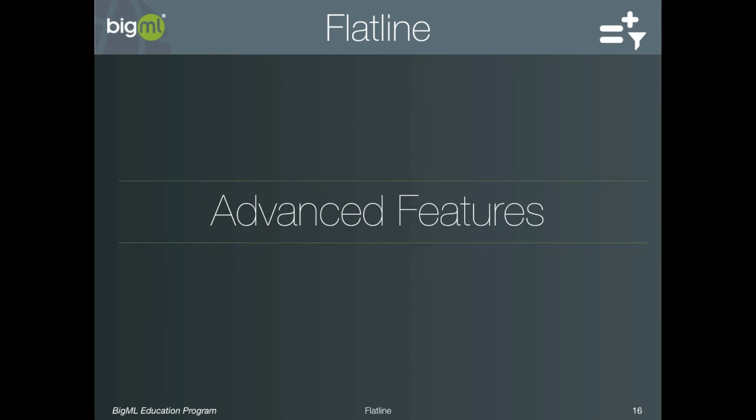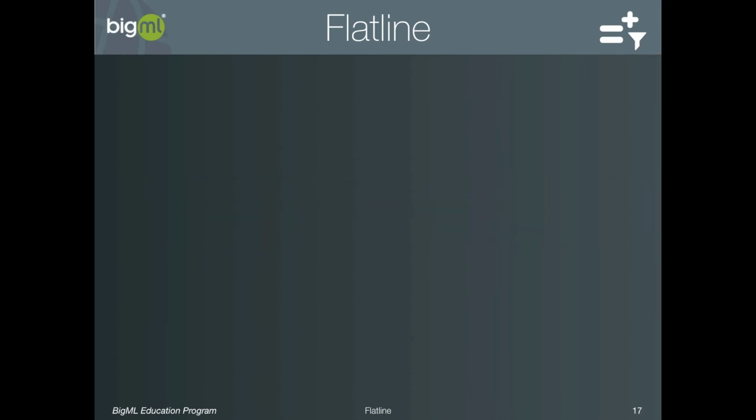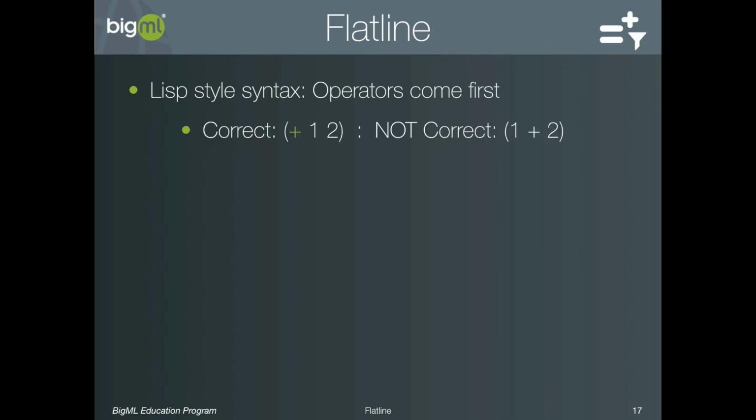Now that we have seen some of the ways in which features can be created automatically or by using built-in functions, let's look under the hood and learn how to write Flatline expressions. The first thing to know about Flatline is that expressions are written using a Lisp-style syntax. If you don't know what that means, just remember that operators come first. So you would write (+ 1 2) to add 1 and 2, instead of 1 plus 2, which would be incorrect. Also, you will need to learn to be generous with the use of parentheses.